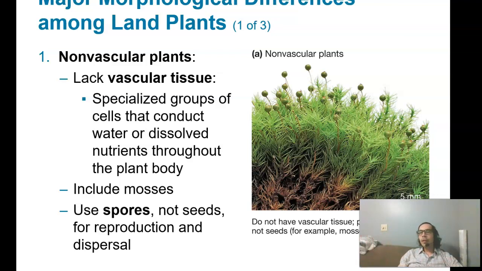So this includes things like mosses and liverworts, things that we looked at in lab. And these use spores, not seeds, for reproduction and dispersal.